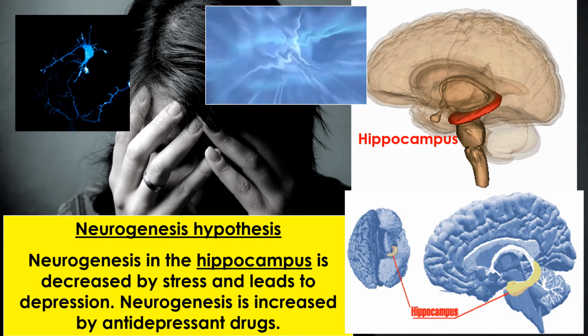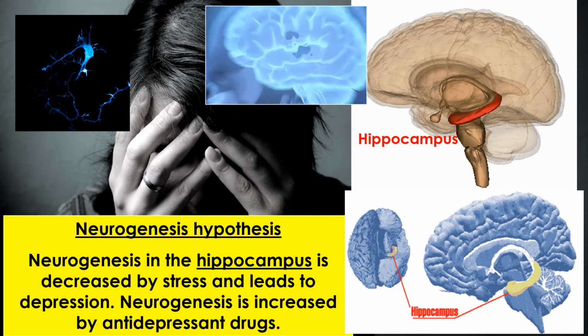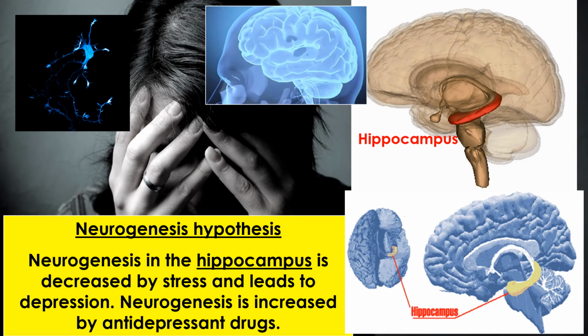Another idea about mood disorders is called the neurogenesis hypothesis. Neurogenesis means the creation of new brain cells, of neurons in the brain.